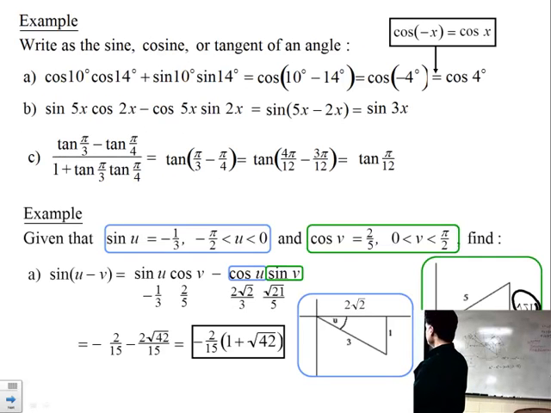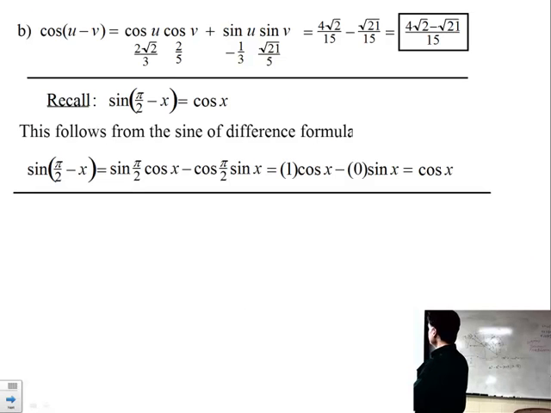That was sine of u minus v. Let's find cosine of u minus v. This is now easy because we already know what all the sines and cosines are. So we just plug them into this formula, do a little simplifying, and we get that.